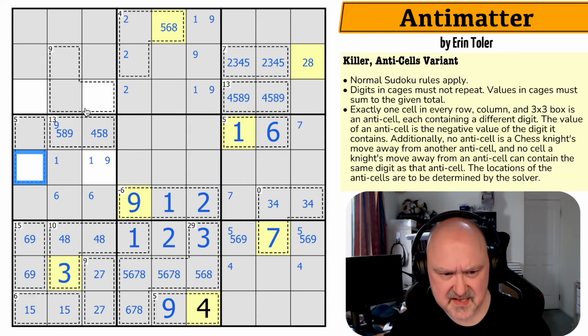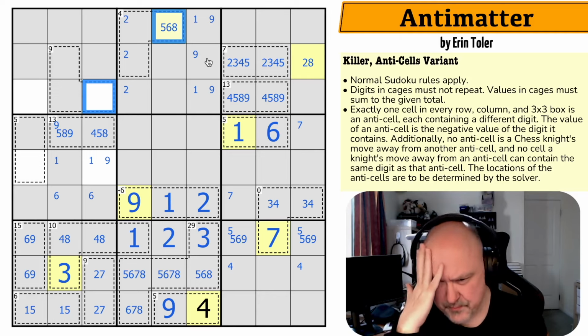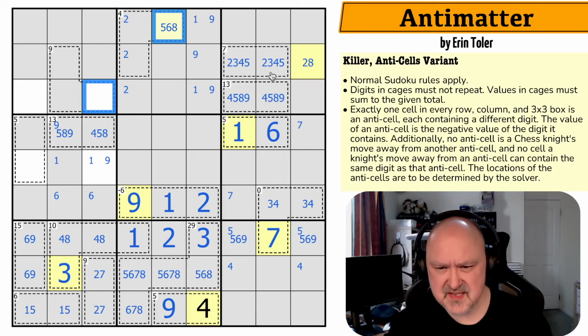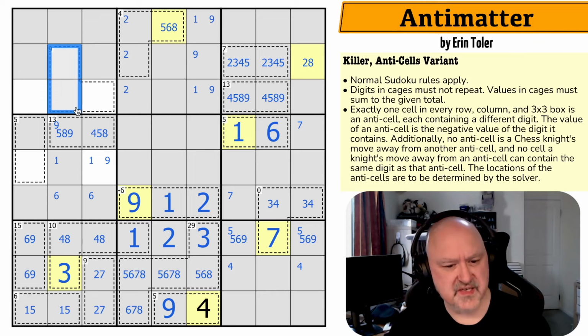So if this is an anti-cell, that's also an anti-cell. This is 2, 7. This would be that would be an 8. And these would be 5 and 6. It's possible that breaks on a very long chain, because if this is an 8, these become forced to be pairs. This would be 5, 6. This would become semi-forced. Like, if this is 5, these have to sum to 14. And if this is 6, these have to sum to 15.